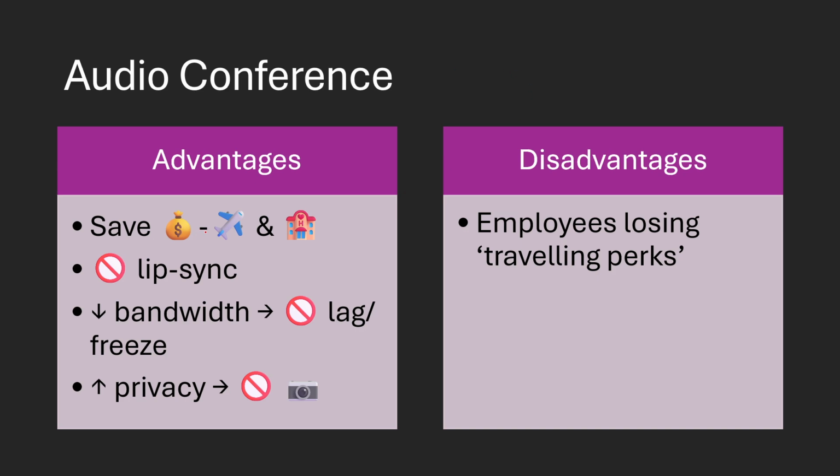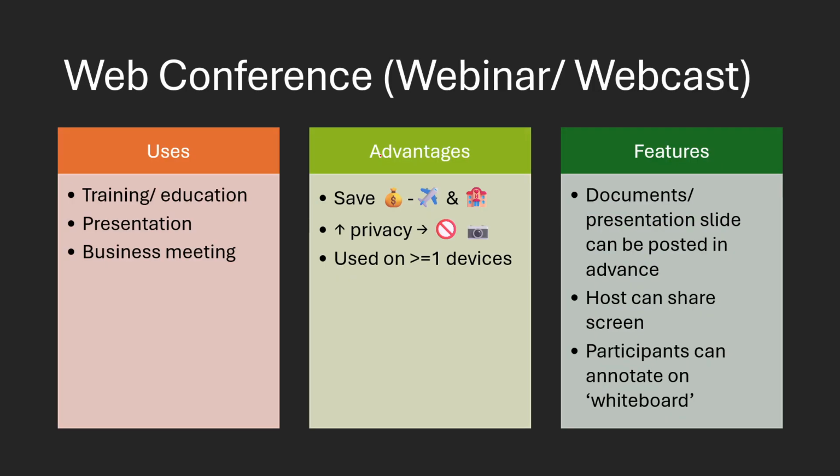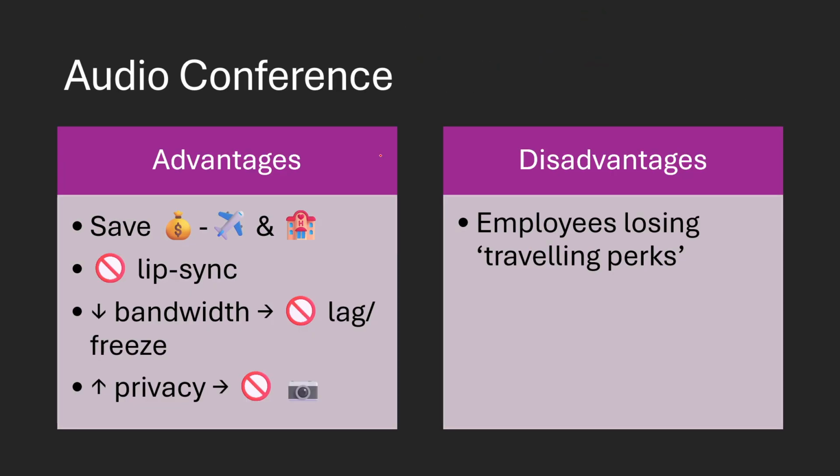So basically same thing, you save cash, but the advantage of audio conference is you won't have any lip sync problem because you won't see any video. The only thing that you hear is voice. No problem with that. And it takes up less bandwidth, so it doesn't lag as much as video conference. Of course, higher privacy because you don't need to show your face, no camera. Again, disadvantage, people feel that they're losing perks. And then, okay, we can't really say the low video quality because there's no video.